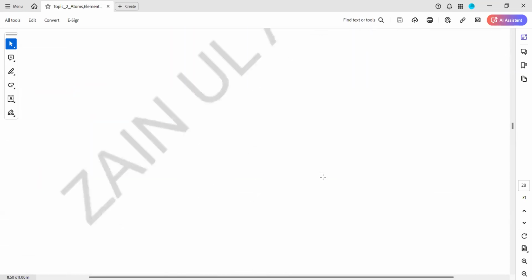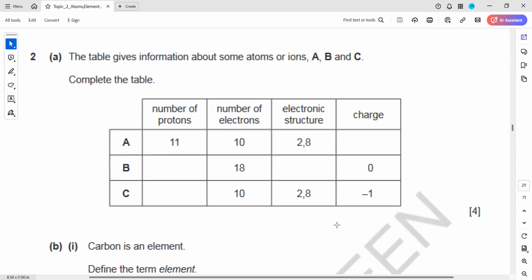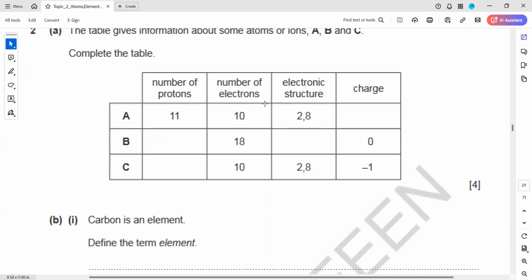The next one, page 29. We have the table. The table gives information about some atoms or ions, A, B, C. Complete the table. What should be the charge here? Positive one. Good, because more protons, less electrons. This does not have a charge. So how many protons? What is the configuration? 2,8,8. What about this one? That's 4 marks.